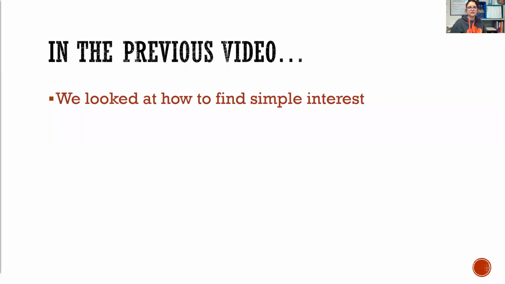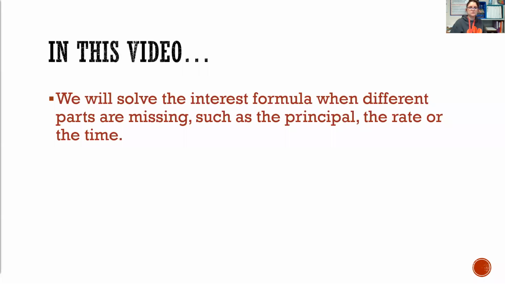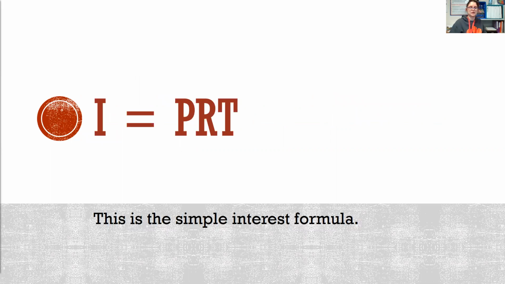So in the previous video, we looked at how to find simple interest, and occasionally we looked at how to find the total of the principal and the simple interest. In this video, we will solve the simple interest formula when different parts are missing, such as the principal, rate, and time. So in this case, we will be given interest, and we'll have to either find how much money we started with, the rate at which we earn money, or how long we left it to earn its money.